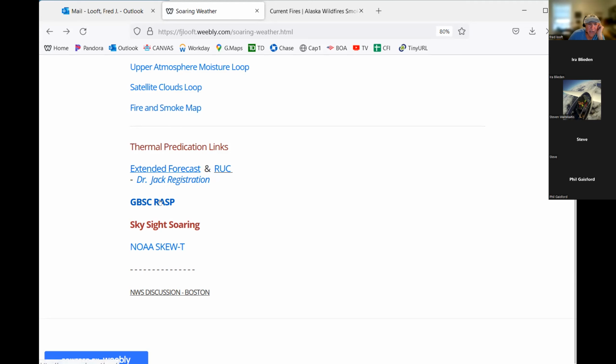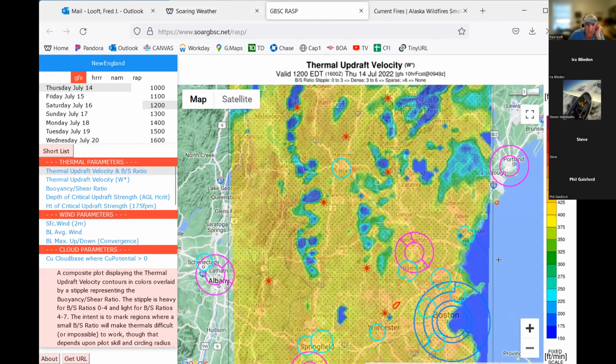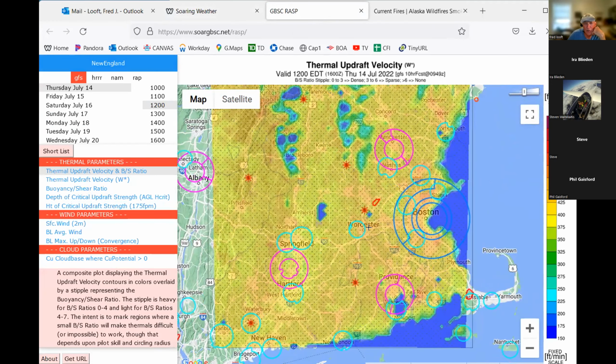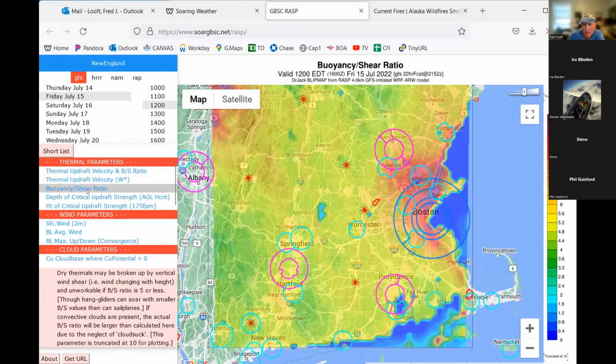The GBSC RASP I find incredibly useful. So this is Worcester, this is Sterling, this is the Hanscom restricted airspace. And we're looking at noon on Thursday. Let's go to Friday. And instead of looking at all these, I like to look at buoyancy over shear. And as long as we're somewhere around 2, 2.5 and above, it's a workable thermal, in my opinion.